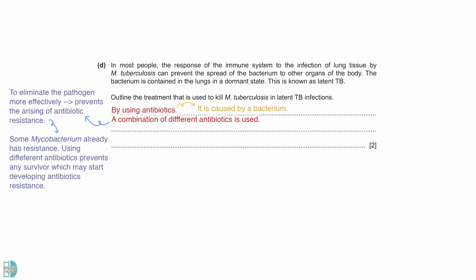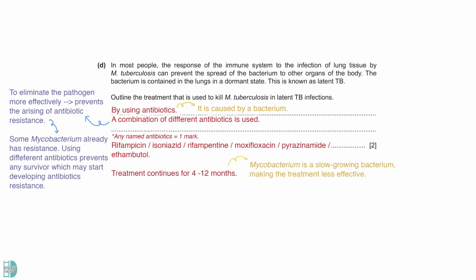Using a combination of antibiotics prevents any survivors which may start developing antibiotic resistance. Providing any named antibiotic can give you the next mark. The treatment usually continues for 4 to 12 months. This is because Mycobacterium is a slow-growing bacterium, making the treatment less effective.